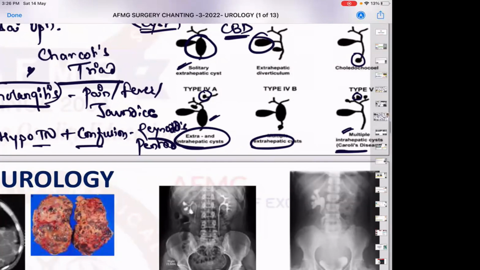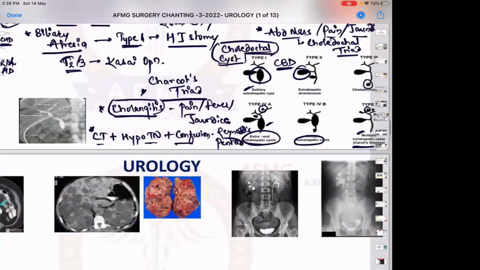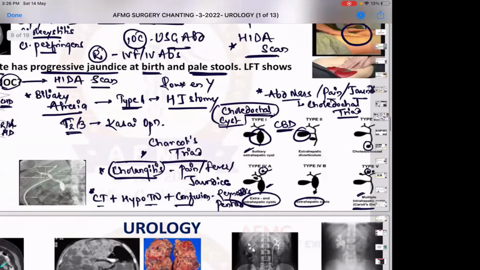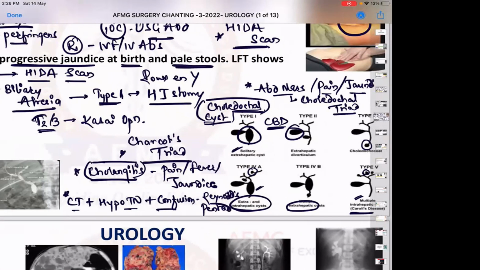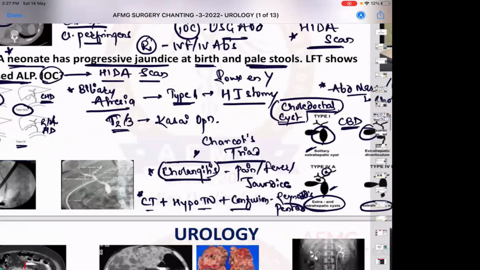No issues with this. What is the treatment of choice? Quickly tell me, what is the treatment of choice in cases of choledochal cyst? Anybody? Very good. We will perform an ERCP along with sphincterotomy.